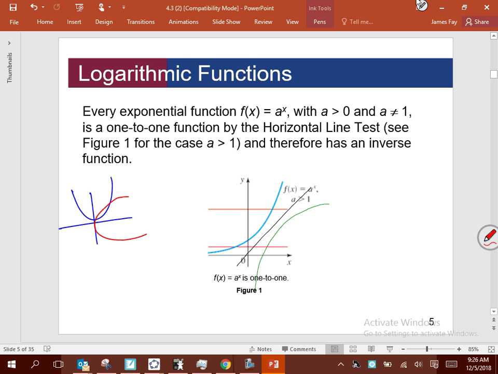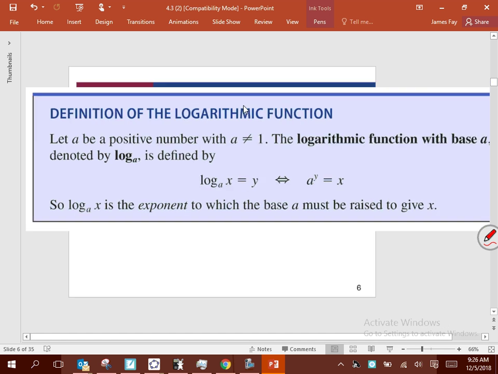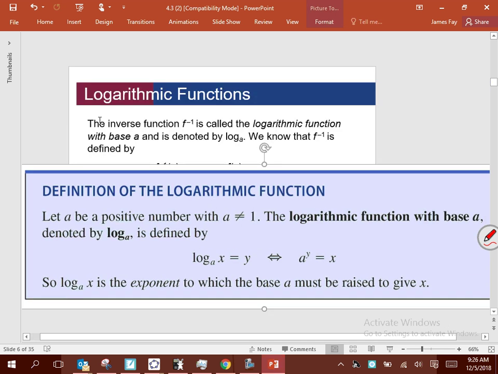So every exponential is going to have this property. It's going to be 1 to 1, so it's going to have an inverse. If you remember the notation we used back with inverses was this thing here. The inverse function f to the superscript -1 is called the logarithmic function with base a, and it's denoted by log base a. The base is always that subscript. So that allows us to define what a logarithm is. So let a be a positive number with a not being 1.